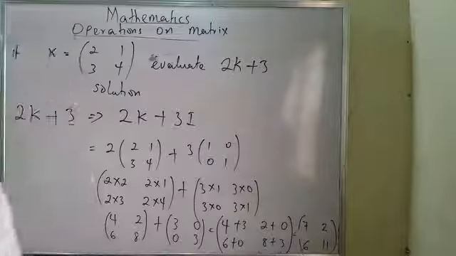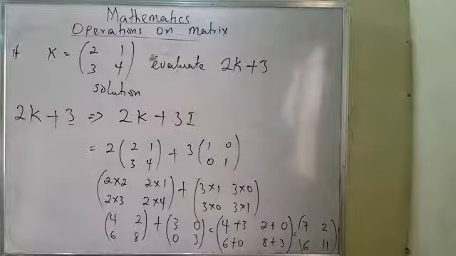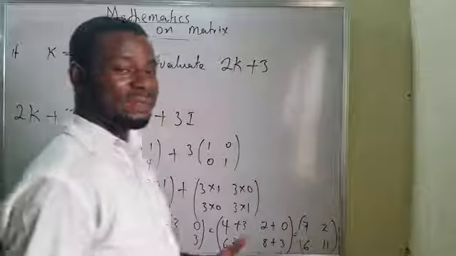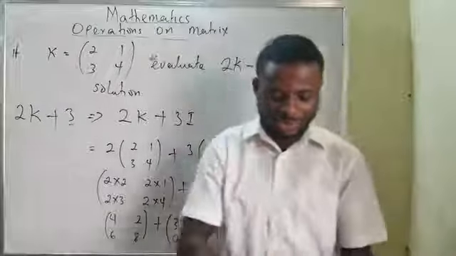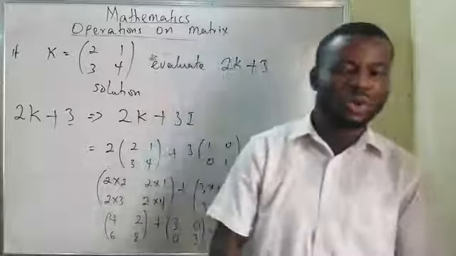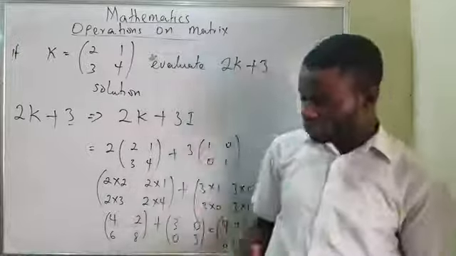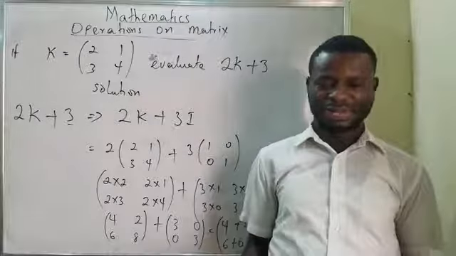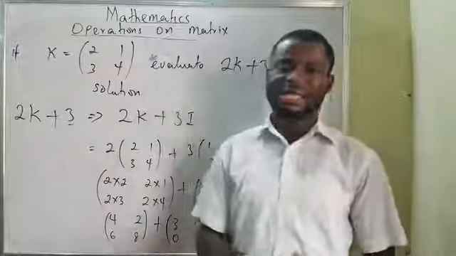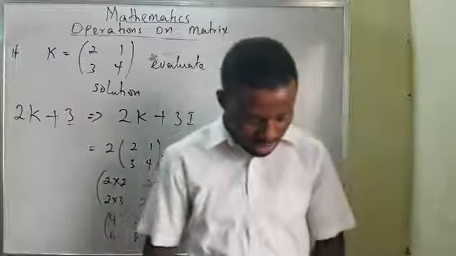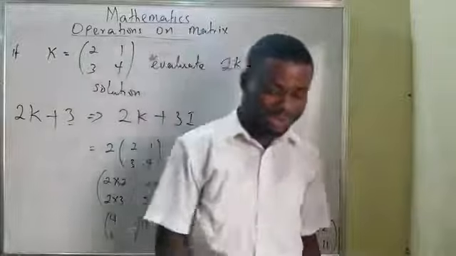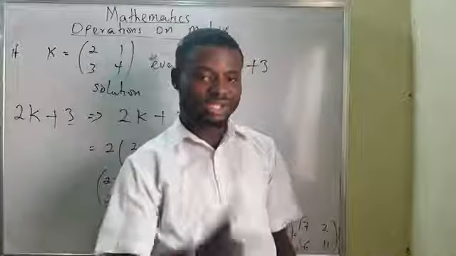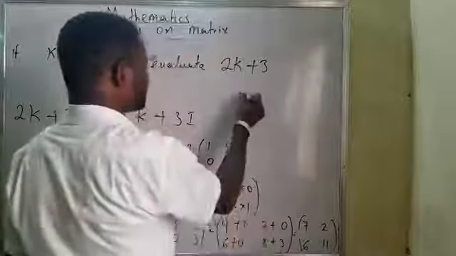I think with this, I've explained everything you need on how to operate. By now, you should be able to operate on matrices: addition, subtraction, and multiplication with a scalar. In my next video, I'll be working on multiplication of matrices. It means you are multiplying a matrix with another matrix.